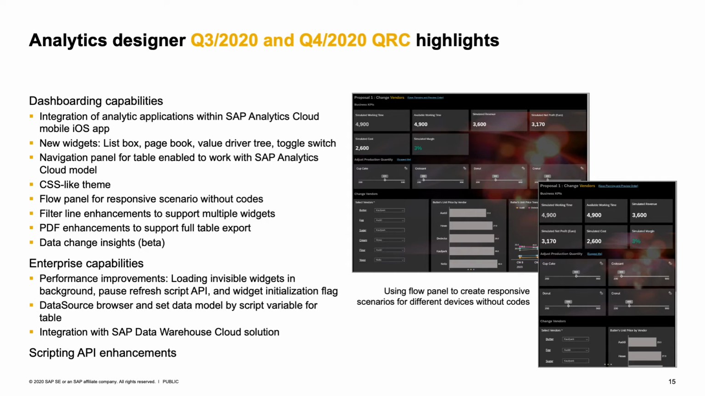And in addition, we also have the PDF enhancements, filter line enhancements, and we are providing the data change insights capabilities as a beta program. And in addition, we have performance improvements, and we have also the integration with the SAP Data Warehouse Cloud solution, which means you can use the analytic designer as the front end and connect to your data warehouse data set to create your analytical applications. So that's the Q3 and the Q4 highlights. And now I would like to show you the live demos in the live system.